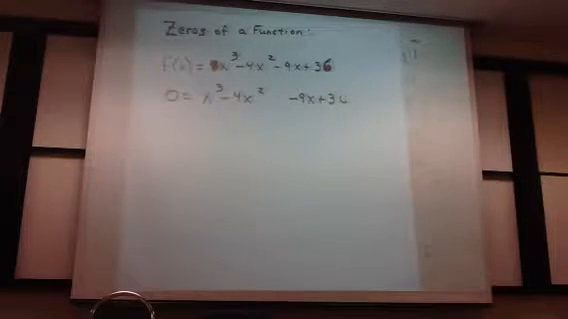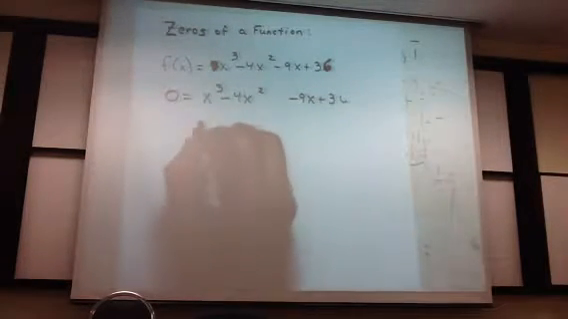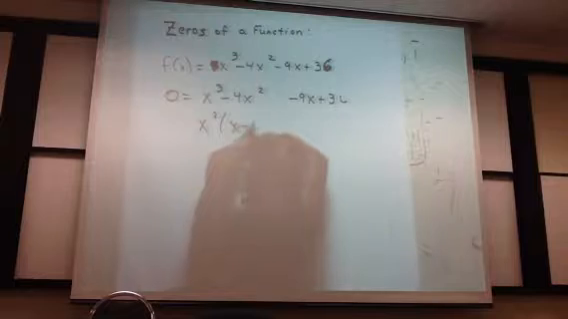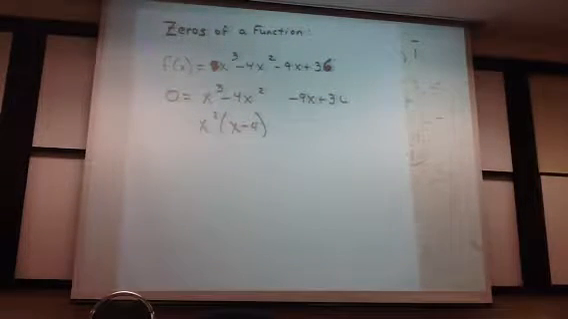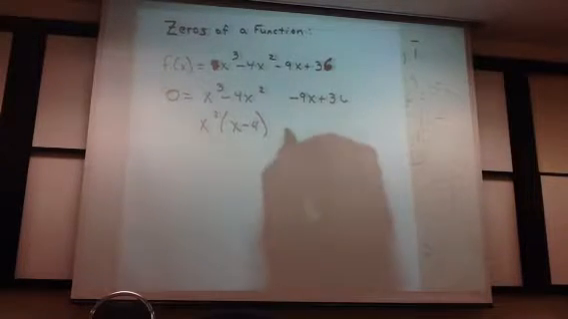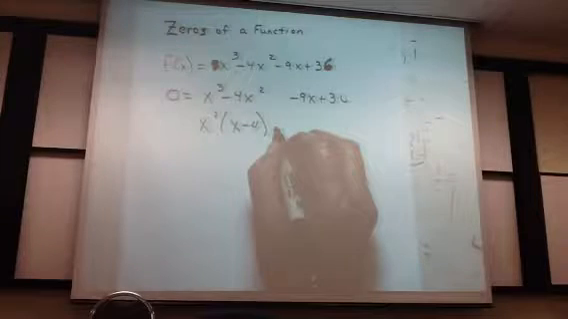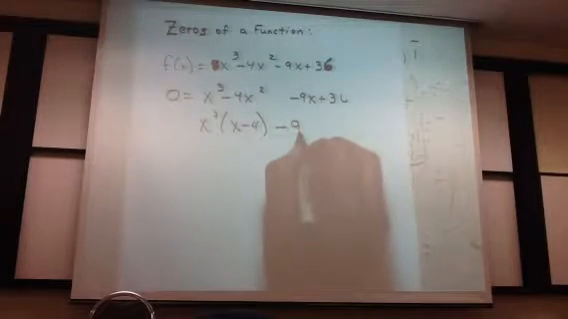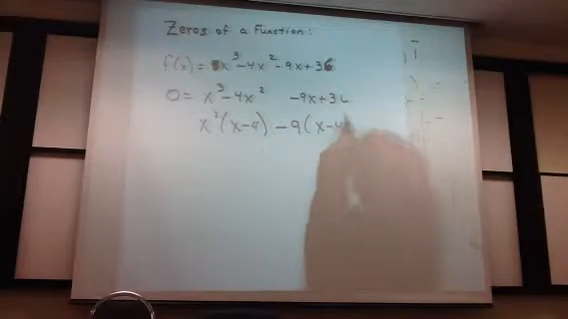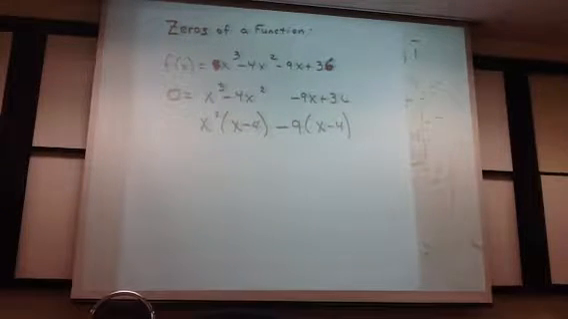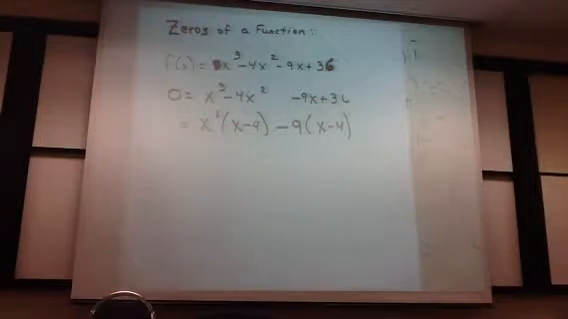That's the idea. F of x is the same as y, so I'll let it equal 0. What do you want to take out of this? X squared. Okay. Make it x minus 4. What do you want to get in your next parentheses? What do you got to take out? Minus 9, yes. X minus 4. That good so far?